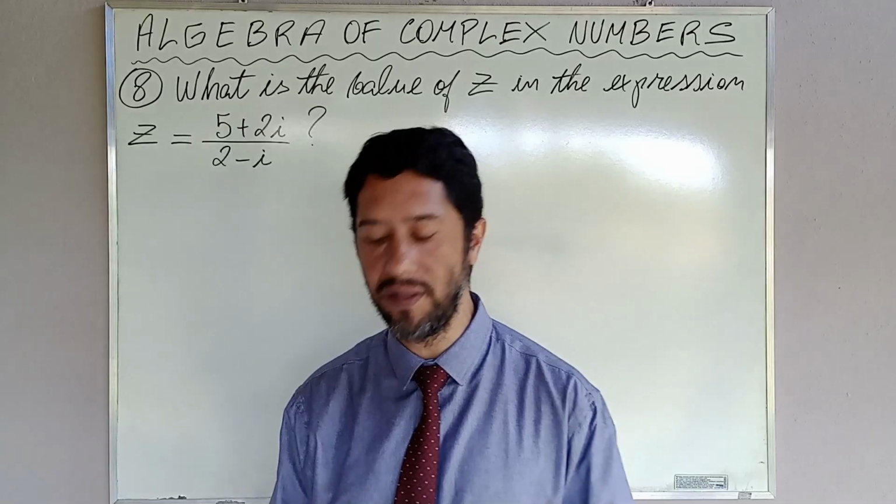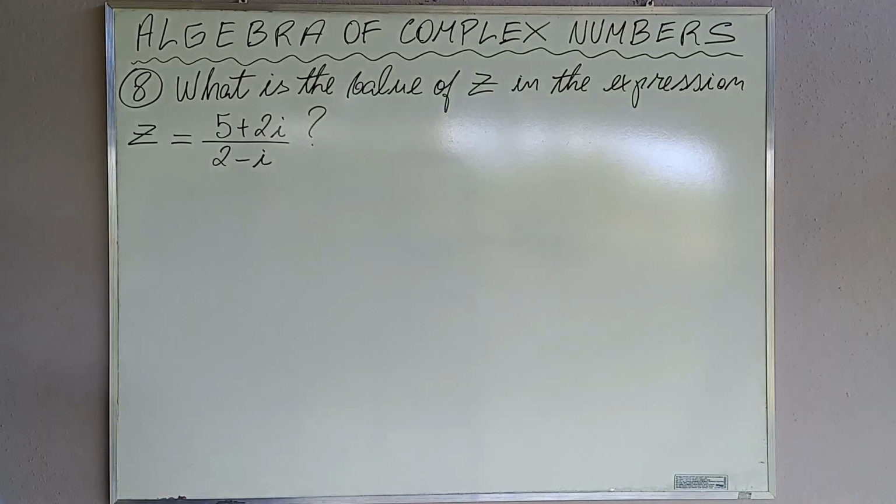Exercise number 8. What is the value of z in the expression z equal to (5 plus 2i) divided by (2 minus i)? This is the question. Let's go to the solution. To solve this problem, we must express the division of complex numbers in a form in which the imaginary unit does not appear in the denominator.